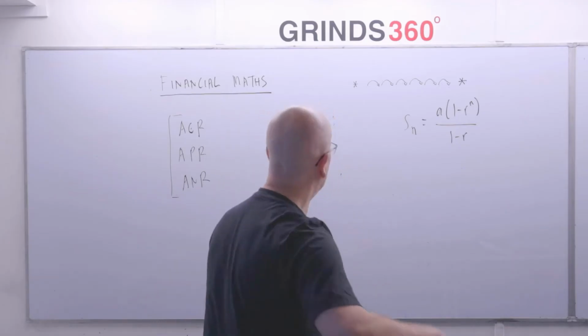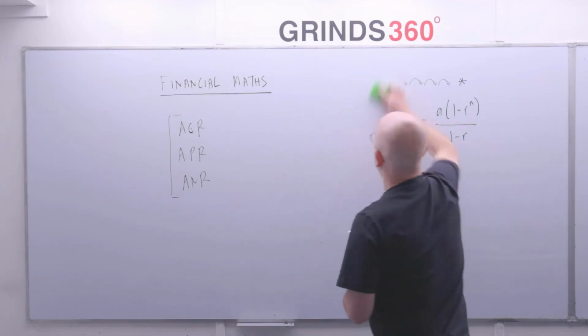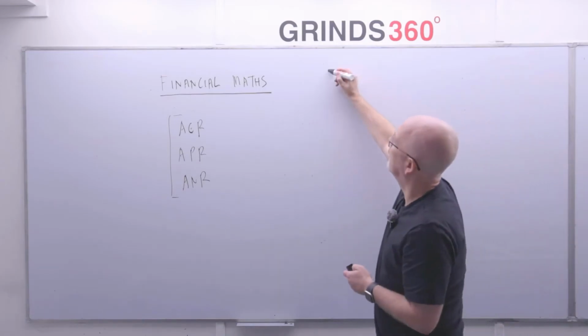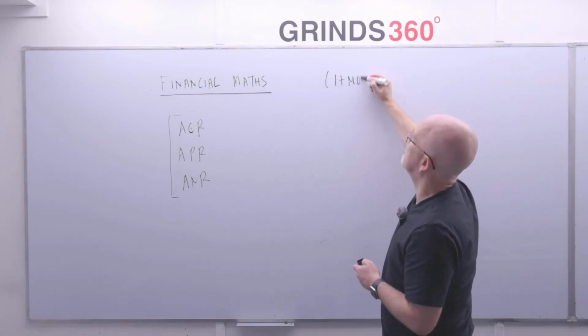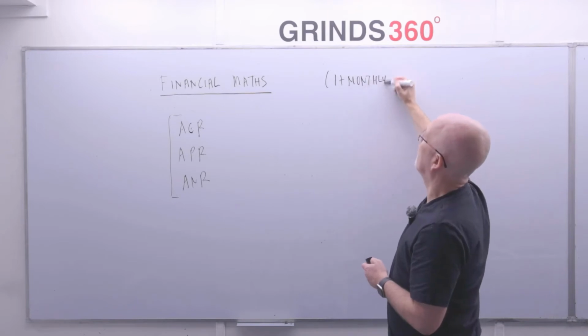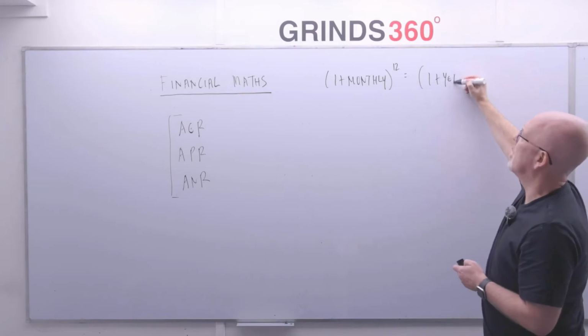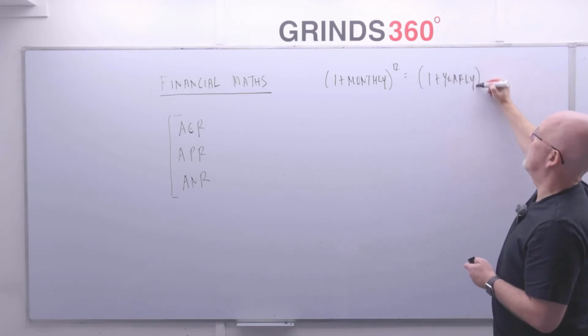So here's the way we do that calculation, the way we do part 1. It's this calculation here: 1 plus the monthly rate to the power of 12 is equal to 1 plus the yearly rate to the power of 1.